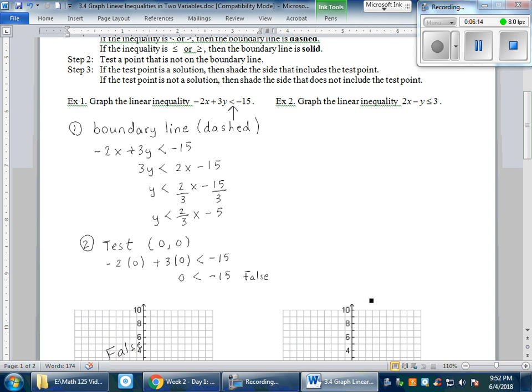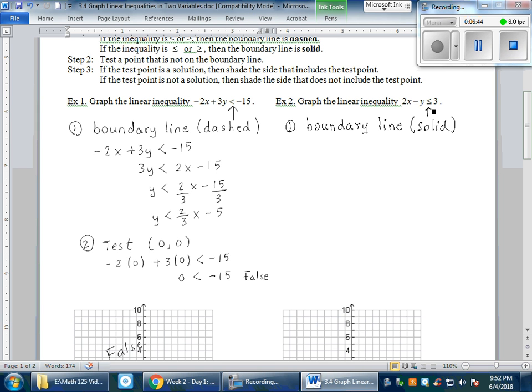Now, example 2. Graphing linear inequality. Again, first step, we're going to draw a boundary line. In this case, our boundary line is solid because the inequality symbol is less than or equal to.